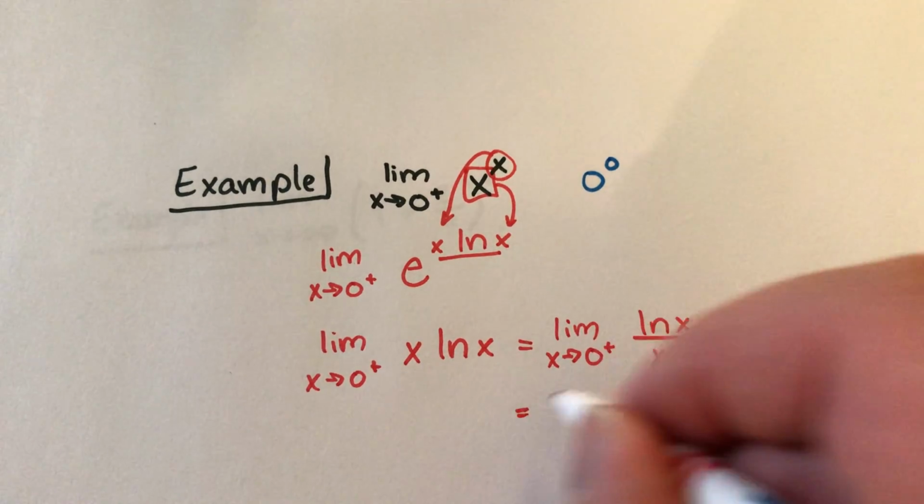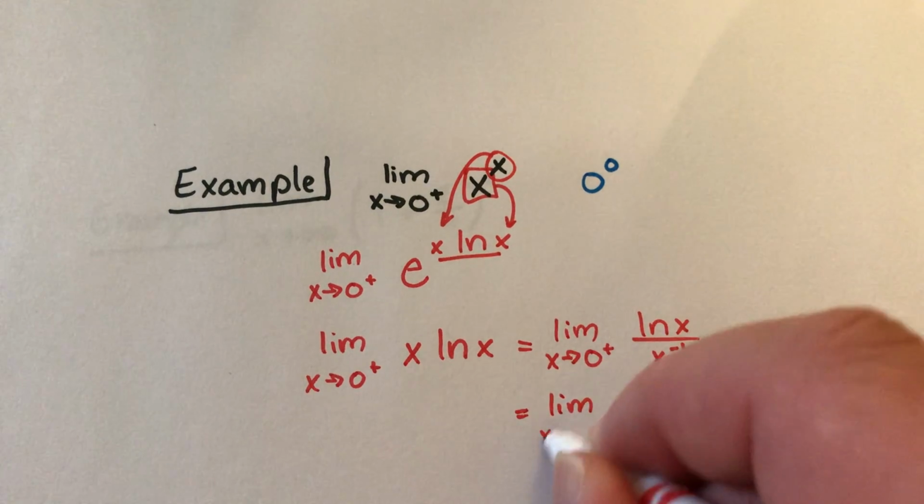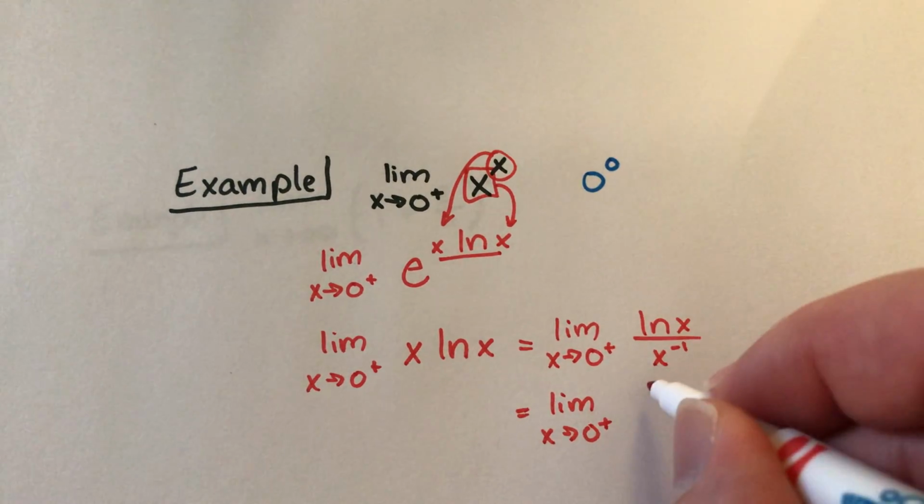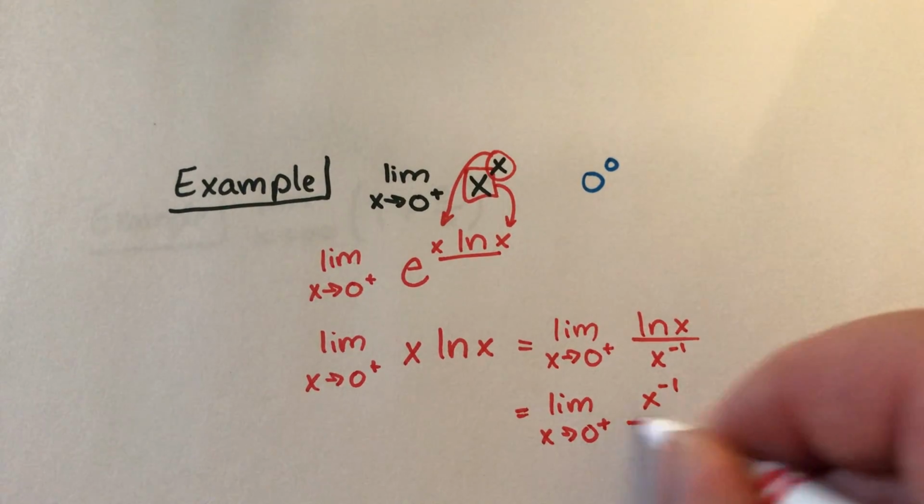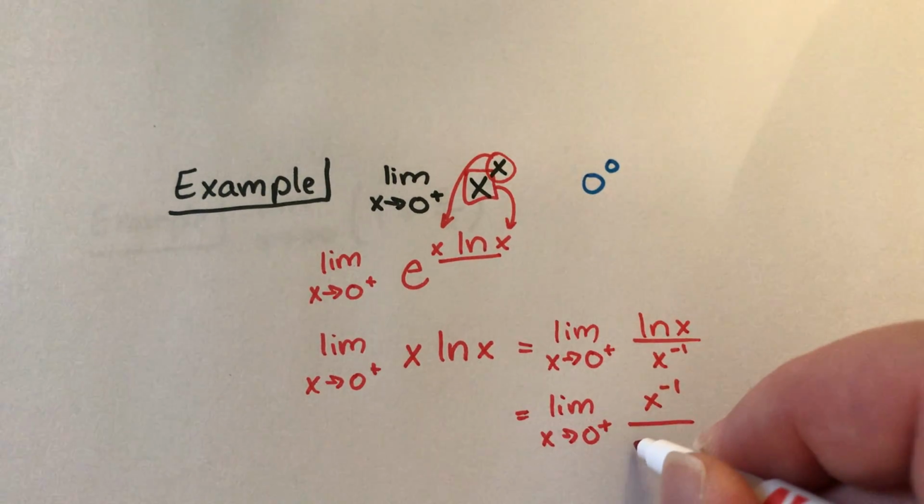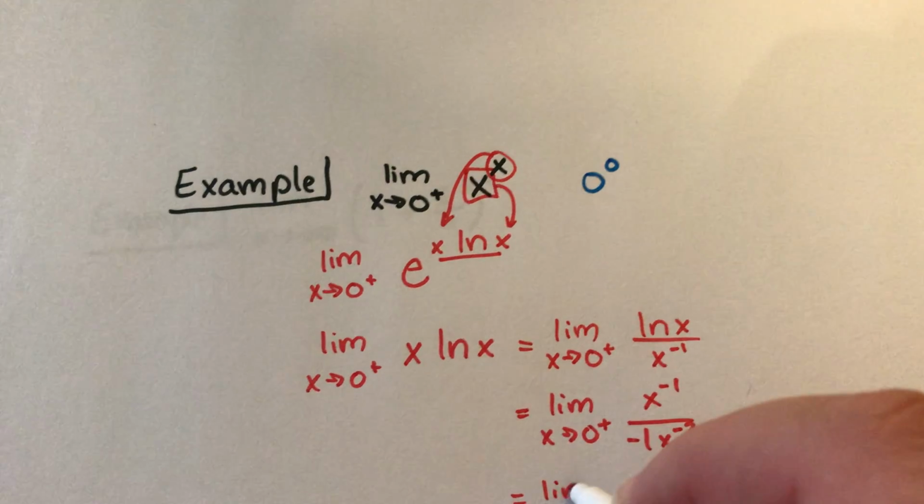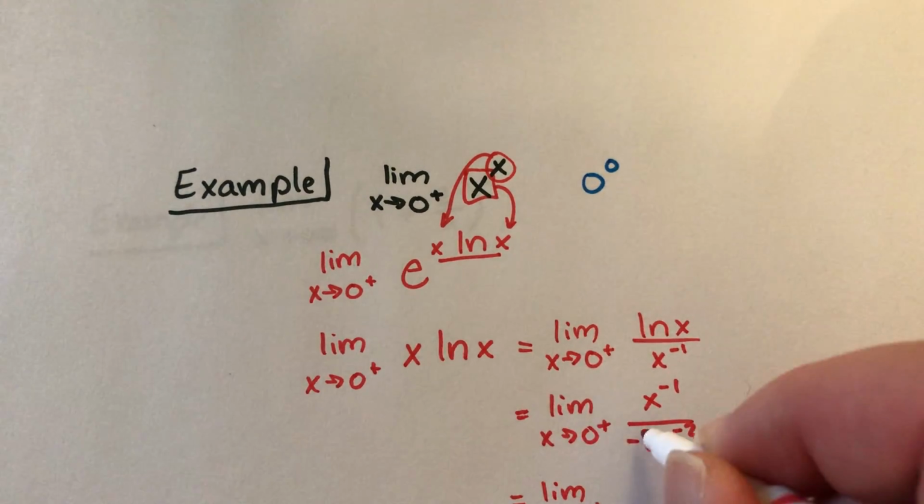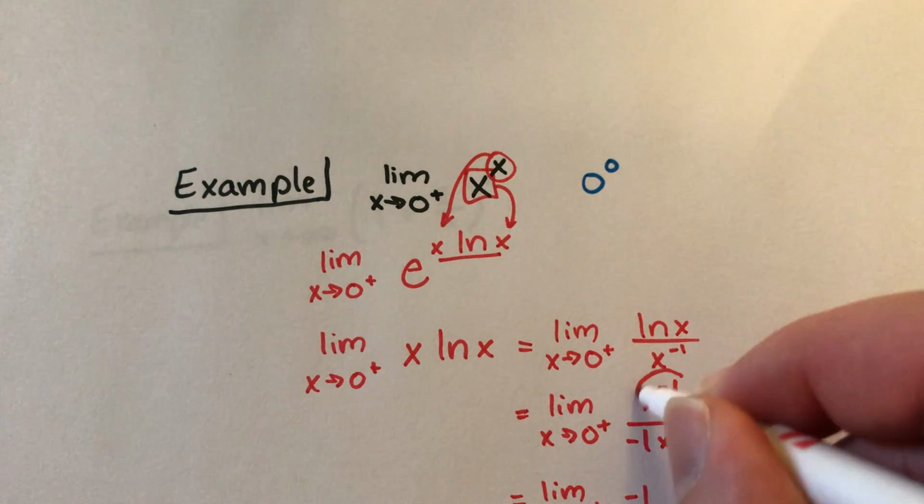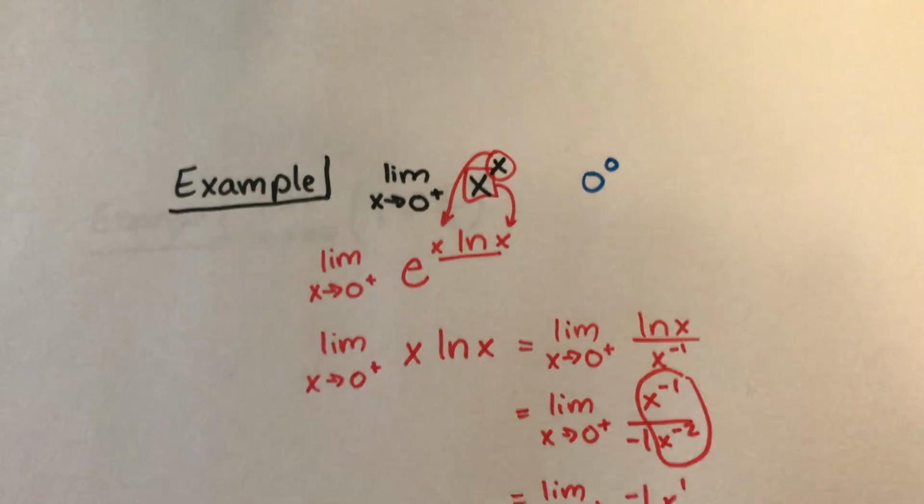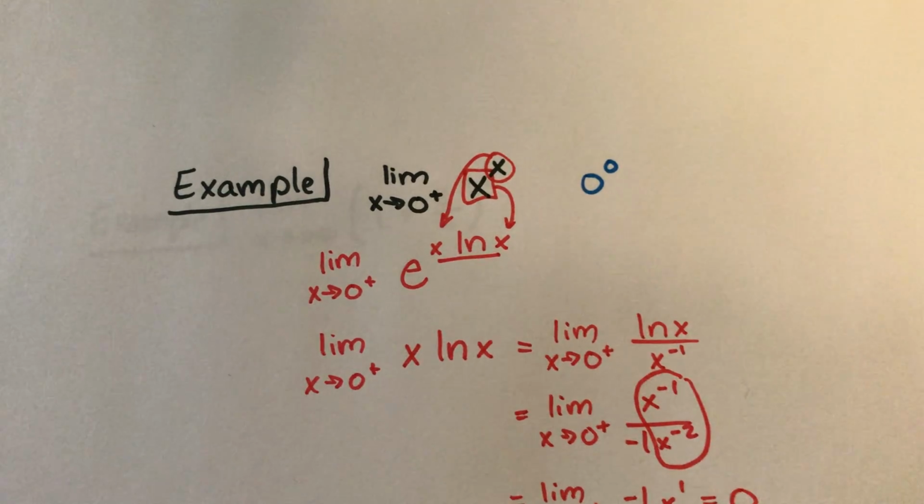When I do the derivative, ln of x turns into 1 over x, which is x to the negative 1. And the derivative of x to the negative 1 is negative 1 x to the negative second, which takes me back down to negative 1 times x to the first. So this is going to give me 0.